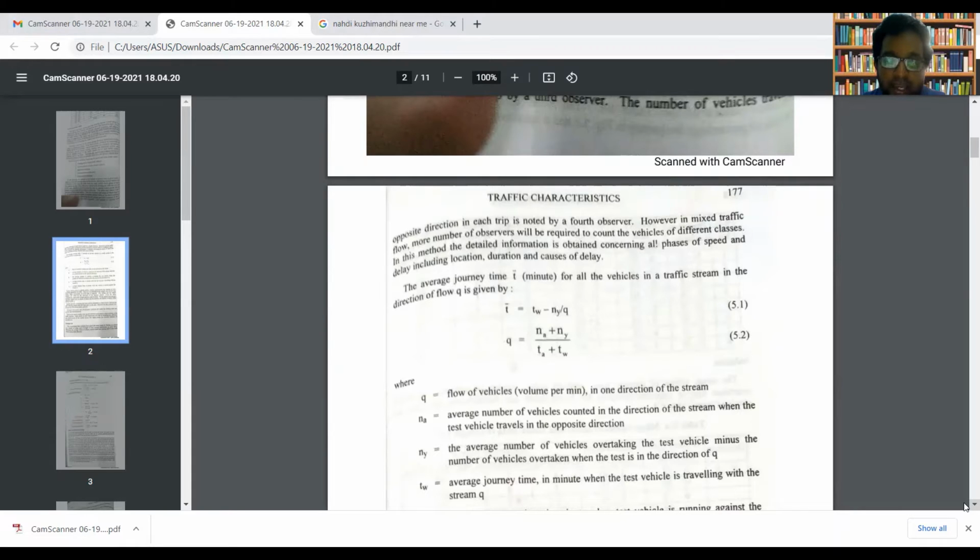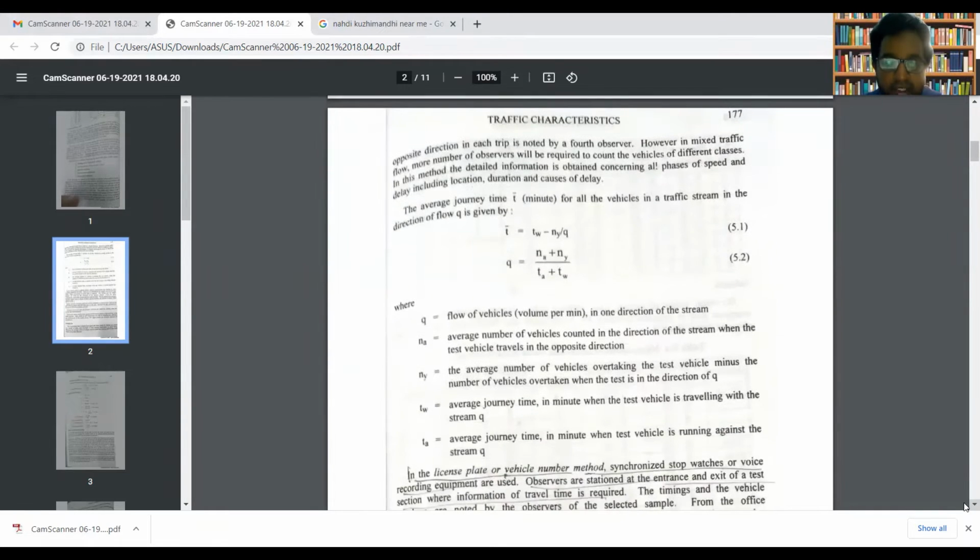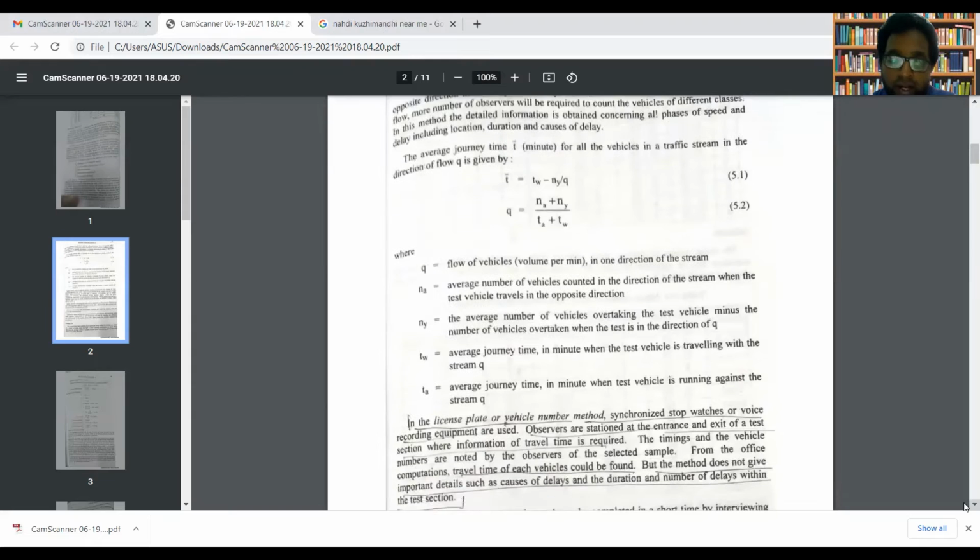Q is equal to NA, the number of vehicles counted in the direction of the stream, plus NY, the number of vehicles overtaking the test vehicle, divided by TA plus TW. TA means average journey time in minutes when the test vehicle is running, and TW means average journey time in minutes when the test vehicle is traveling. So the flow of vehicles, that is volume per minute in one direction of the stream, is given as Q is equal to NA plus NY divided by TA plus TW. This will be circulated, so you can read it.